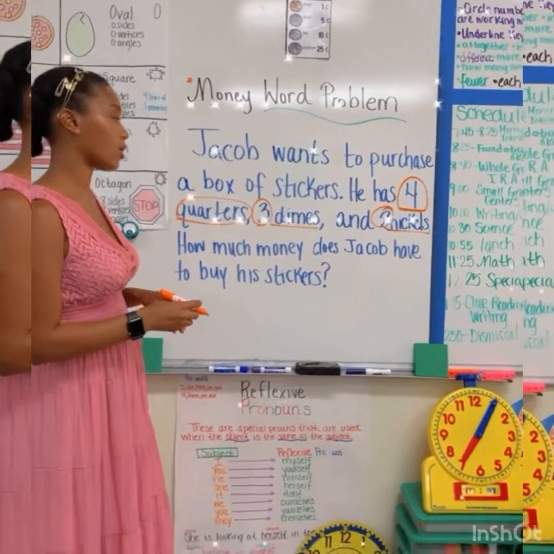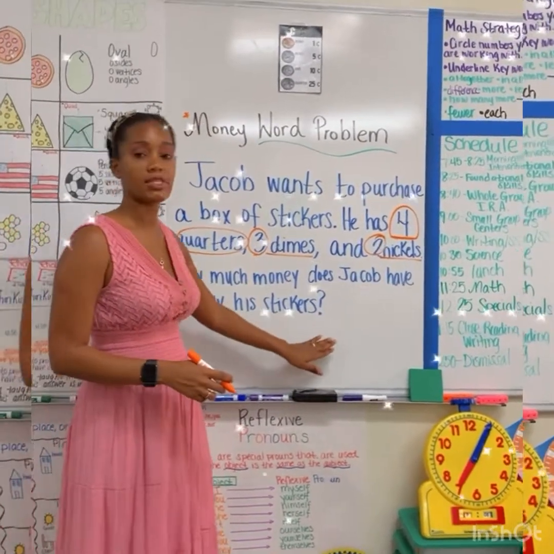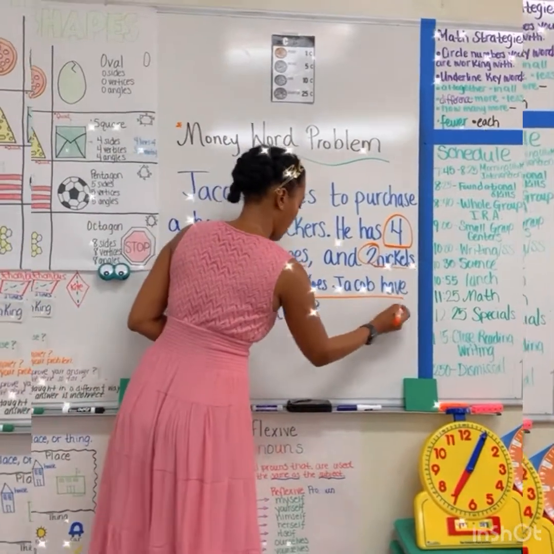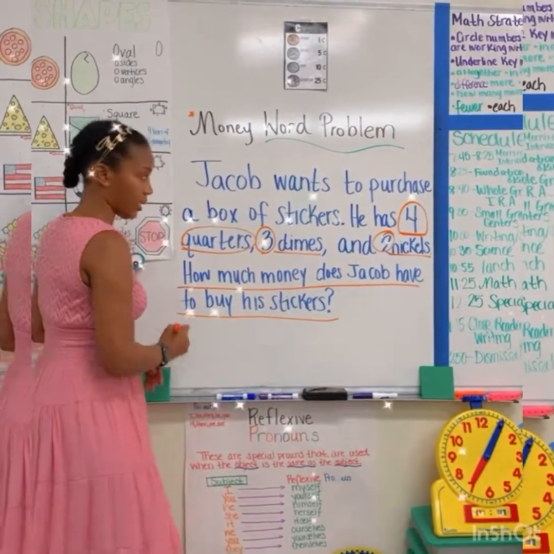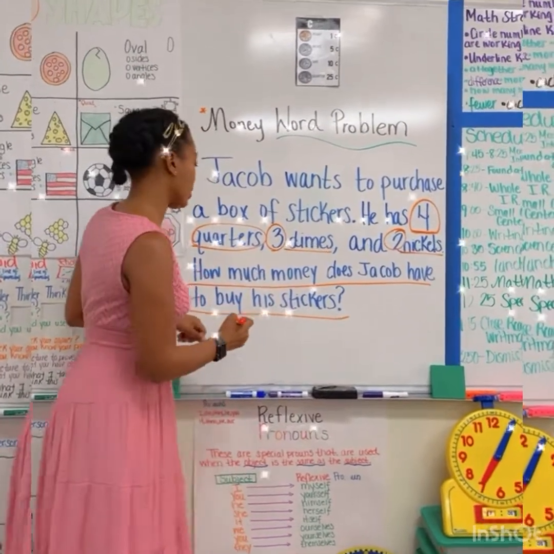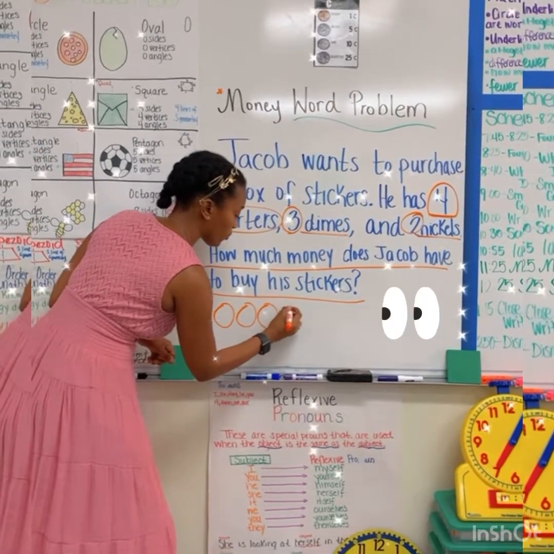Now we're going to look at our question. How much money does Jacob have to buy his stickers? That's important information for us to know. So I'm going to underline it. Now, then I'm going to go ahead and draw out what I'm working with. So I have 4 quarters. That's 1, 2, 3, 4.